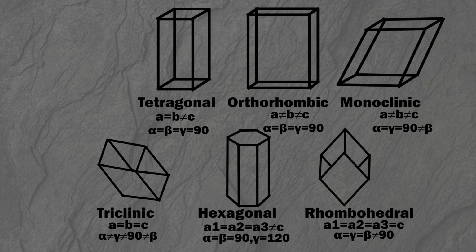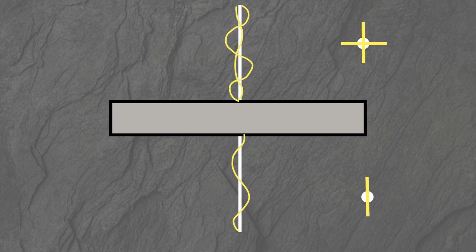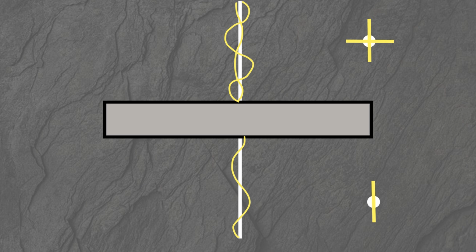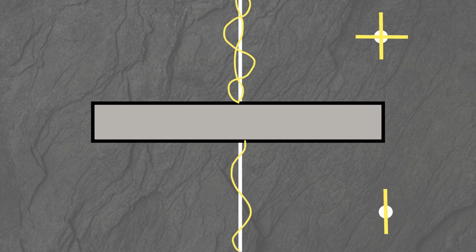The other 6 crystal systems are not identical in all directions, meaning light travels through at different velocities depending on the orientation of the crystal. These minerals are known as anisotropic minerals. When light travels through an anisotropic mineral, it gets split into 2 rays, depending on the preferred vibration directions of the mineral, which depends on the composition and structure.